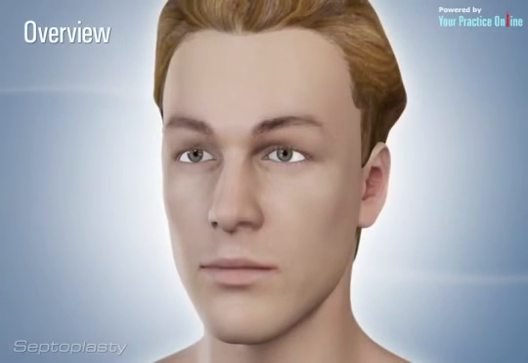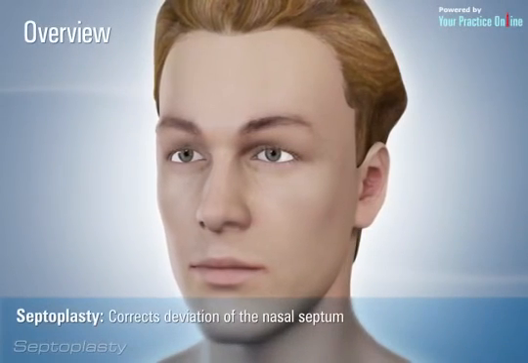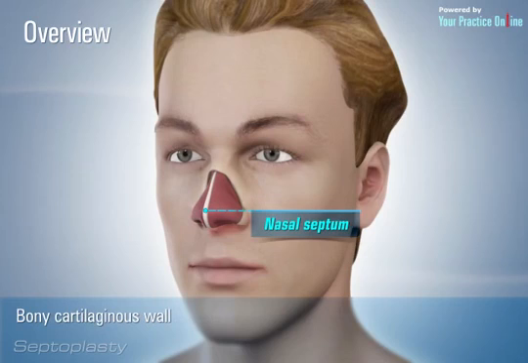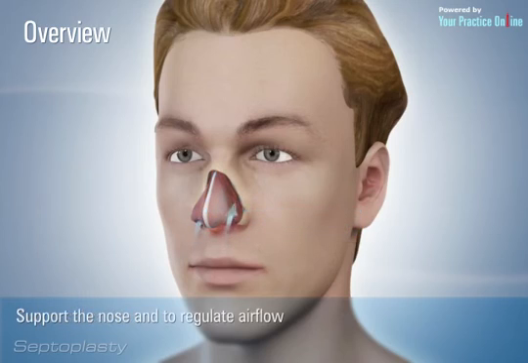Septoplasty is an operative procedure that corrects deviation of the nasal septum. The nasal septum is a bony, cartilaginous wall that separates the two nasal cavities. The septum helps to support the nose and to regulate airflow.